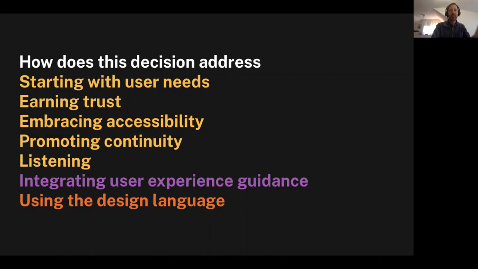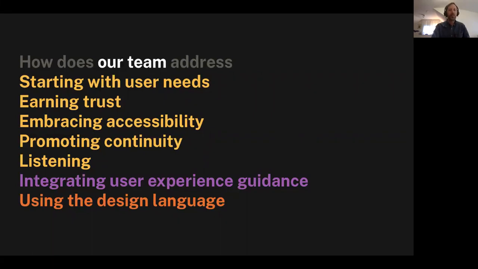And this is something you can ask not only of an individual decision, but these are the kinds of questions that teams need to be asking themselves about the team itself. How does our team address these kinds of ideas? How does our team address earning trust? And also, how does our process address earning trust? What are we able to do as individuals? What are we building into the way that we work? And then what is the outcome? How does our product address starting with user needs? How does our product address promoting continuity? How does our product address using the design system design language?